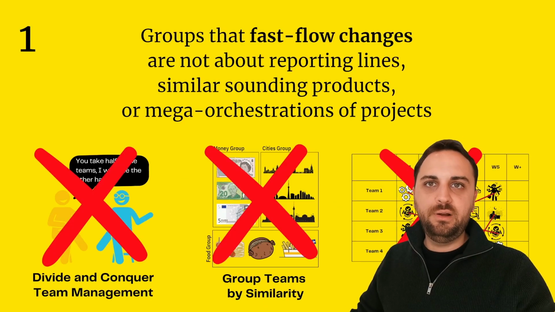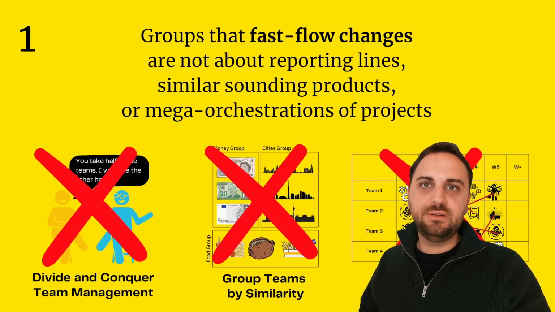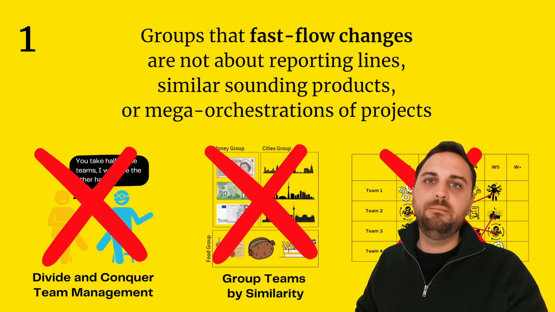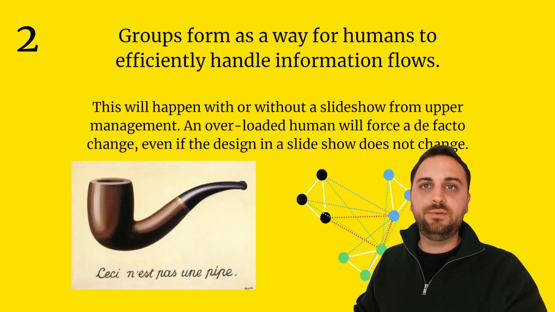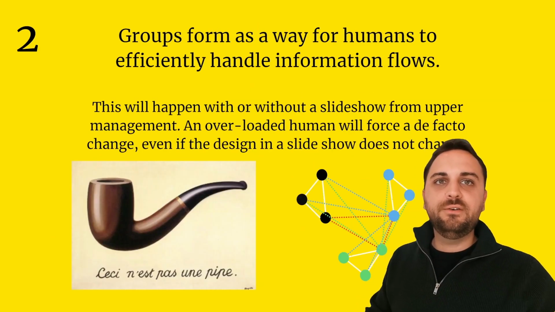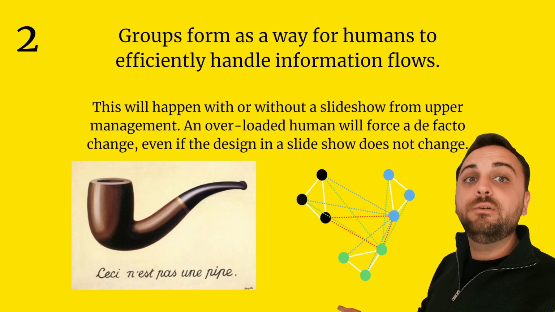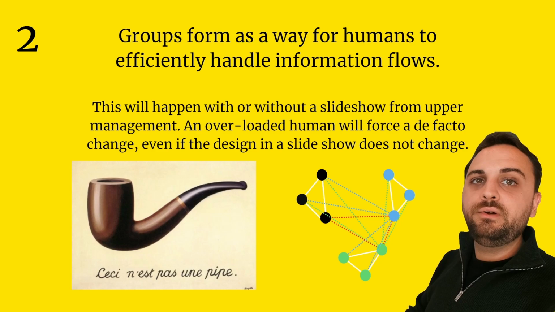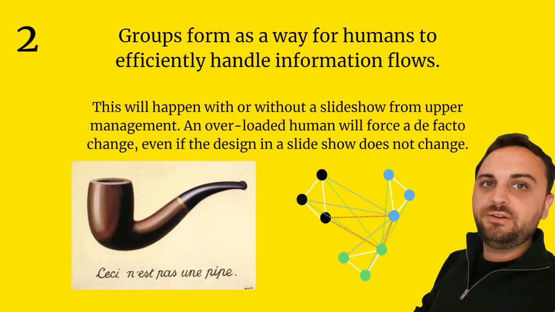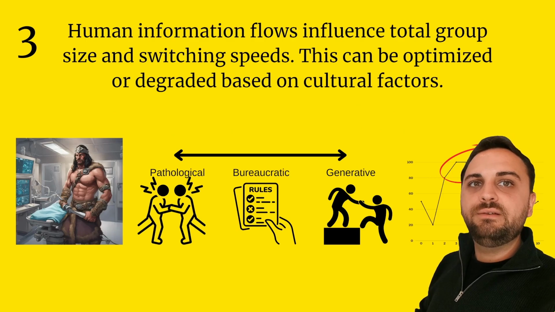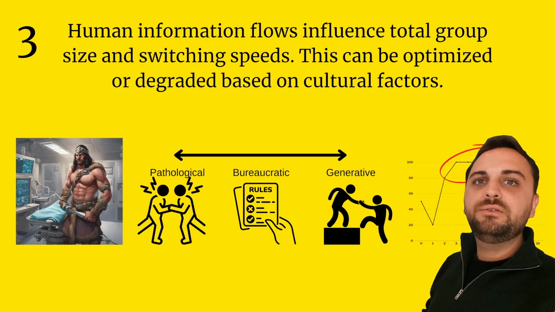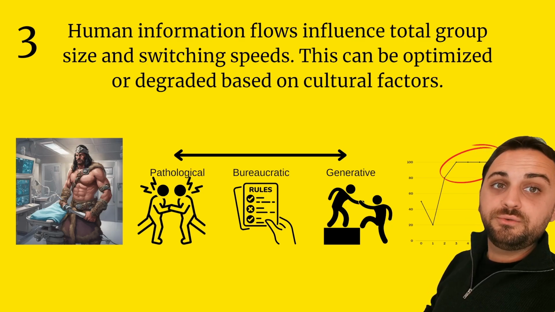Top 10 things to know. 1, groups that fast flow changes are not about reporting lines, similar sounding projects, or mega orchestrations of projects. 2, groups form as a way for humans to efficiently handle information flows. This will happen with or without a slideshow from upper management. And an overloaded human will force a de facto change, even if the design in a slideshow does not change. Human information flows influence total group size and switching speeds. This can be optimized or degraded based on cultural factors.